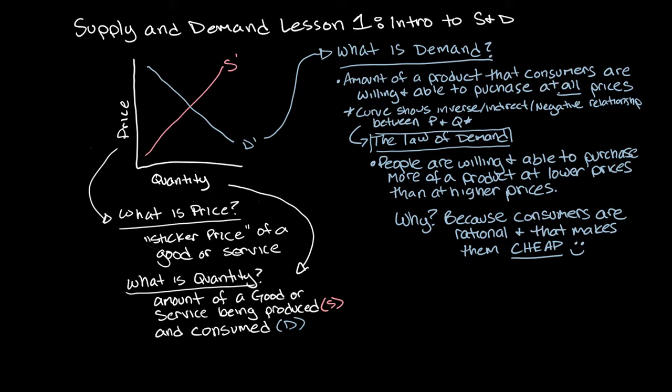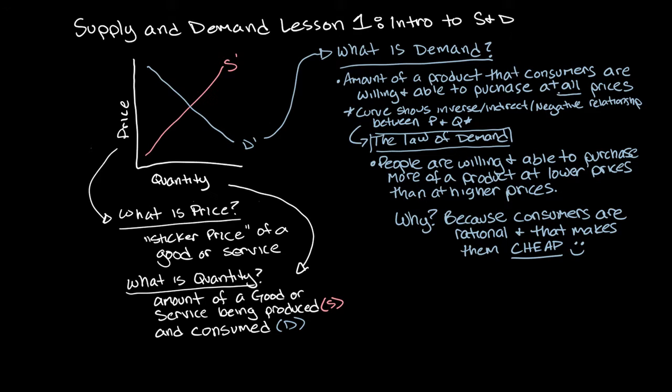So next we want to have a discussion of what exactly demand and the demand curve are. Long story short, demand is the amount of a product that consumers are willing and able to purchase at all prices. So the demand curve itself is a continuum. It shows exactly how much of a product people are willing and able to purchase at every possible price point, from a price of zero, which is essentially free, to a price of theoretically infinity, or whatever the maximum price the last consumer would be willing to pay is.